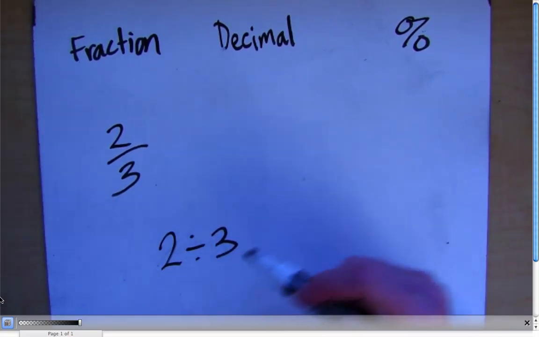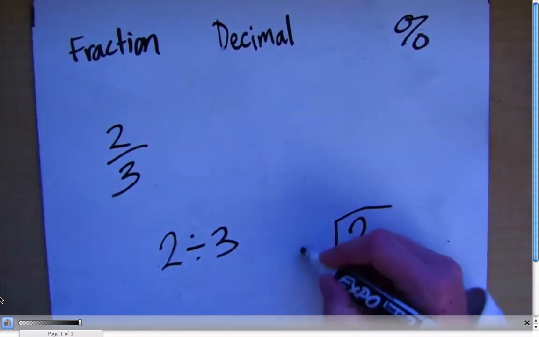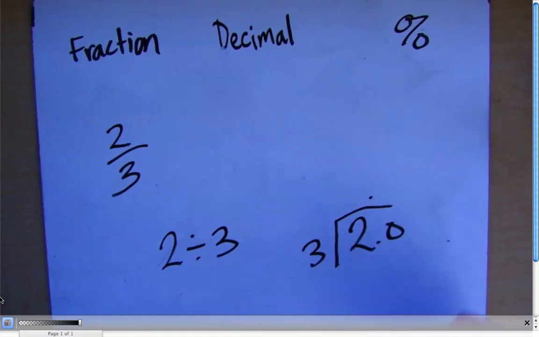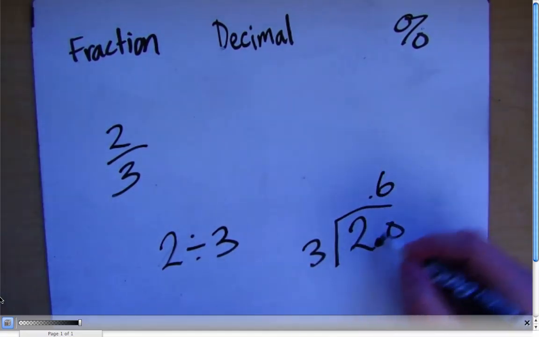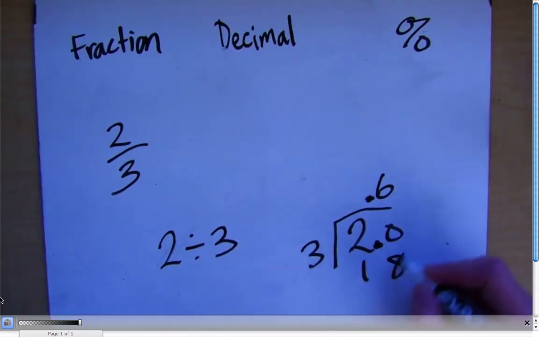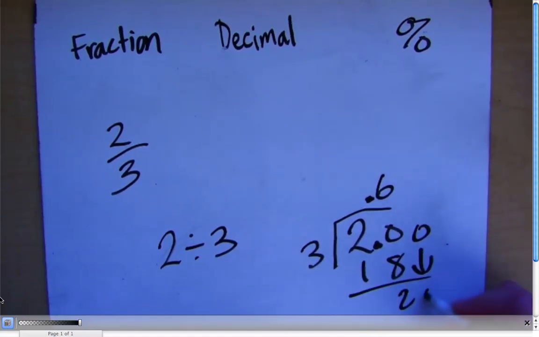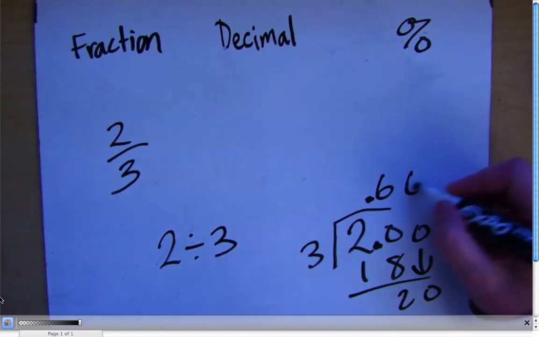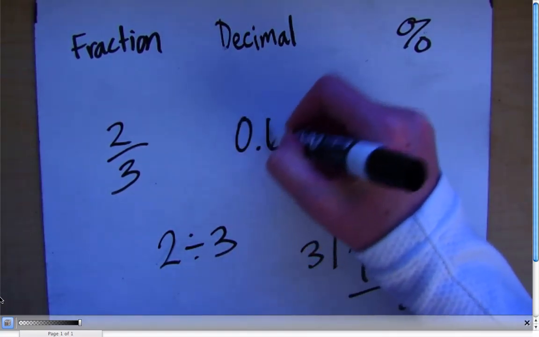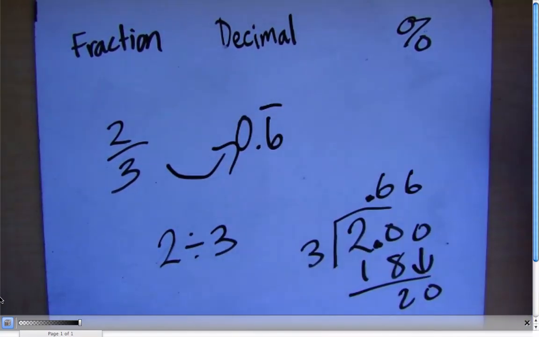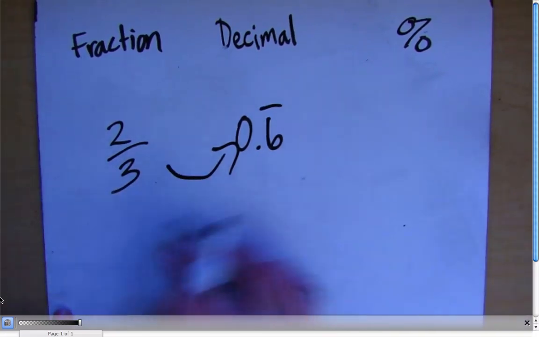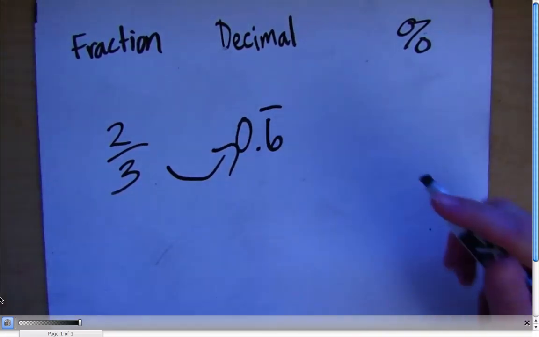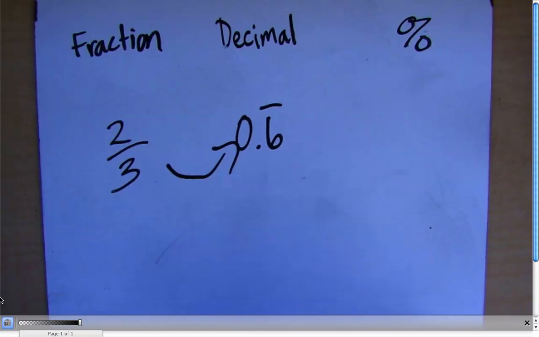So I would type in 2 divided by 3. If I did long division, it would look like this. You figure out how many times 3 goes into 20. Don't forget to add the decimal and the 0. And you quickly notice that it's starting to repeat. So the decimal for 2/3 is 0.6 repeating. And then once I have my decimal, remember the percent's pretty easy. You just slide it over twice.